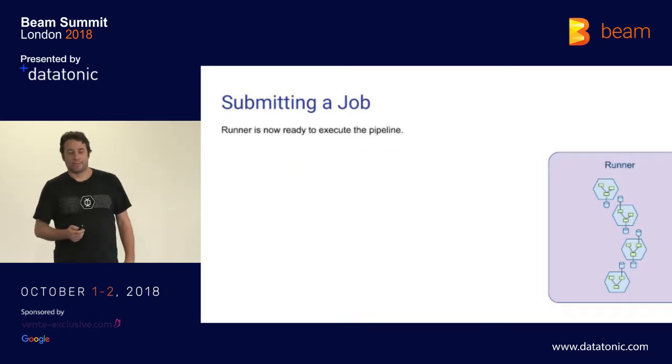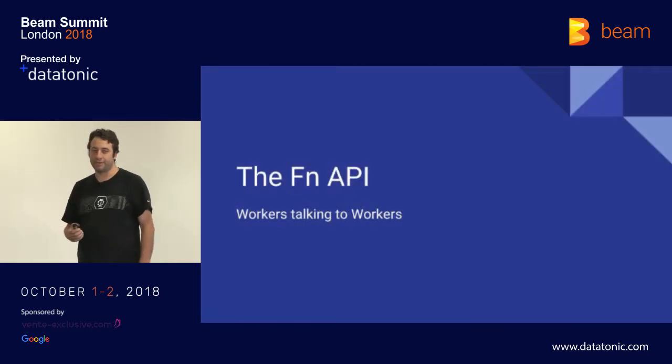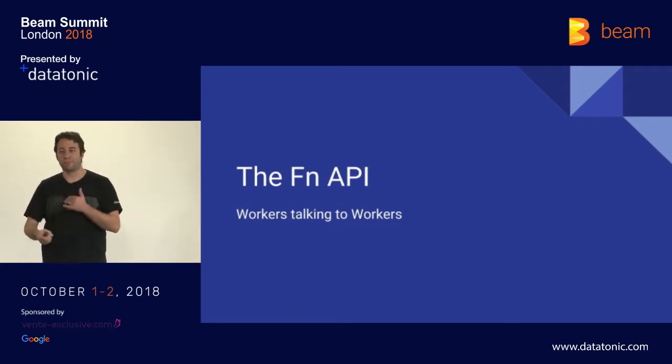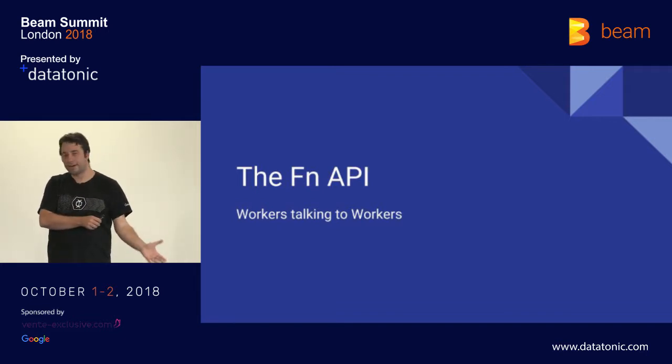So let's look at how the pipeline is actually executed. The Fn API is actually the most complicated part of the API, because this is the API that has to be high performance, but at the same time has to interact with your SDK, which might be in a completely different environment than the runner environment.